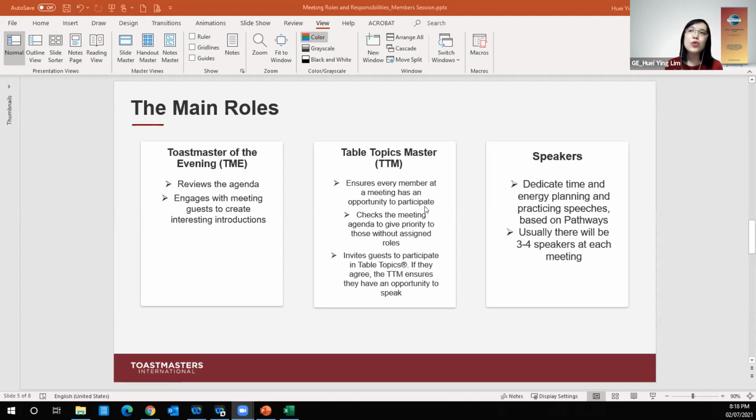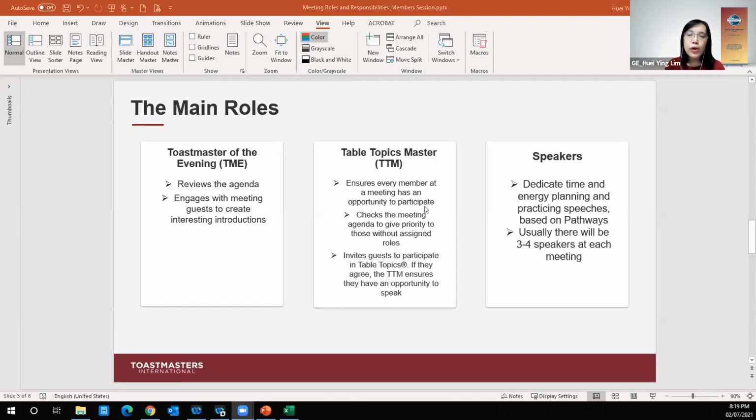And the last one is to invite the technical role players, the other role players, to share about their role to the audience. There are only 4 roles where the TME would invite them to give a brief introduction on their role. First will be the grammarian, followed by the Ah counter, timer, and also the general evaluator. So these are the 4 roles that the TME would invite to share about their role.